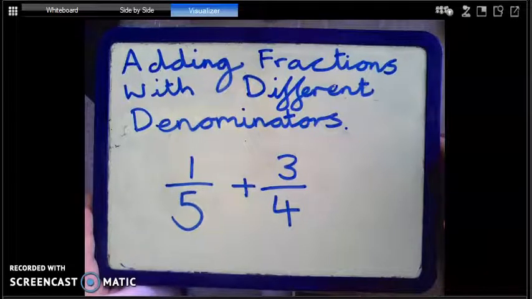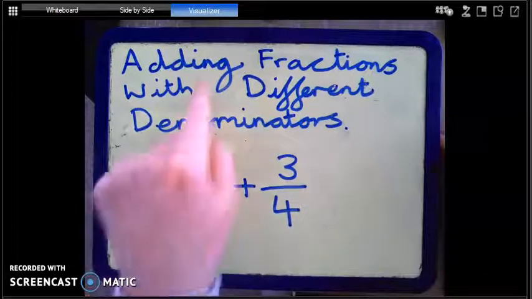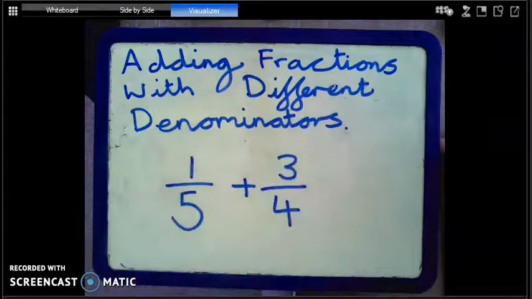Hello, it's Mr. Logue. In this lesson, we're going to be adding fractions with different denominators.